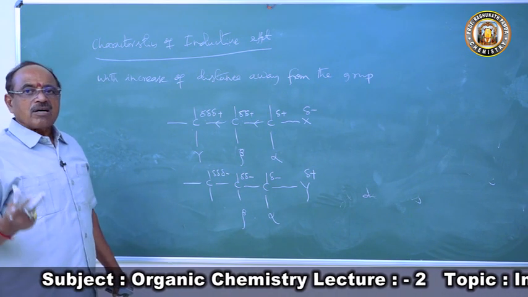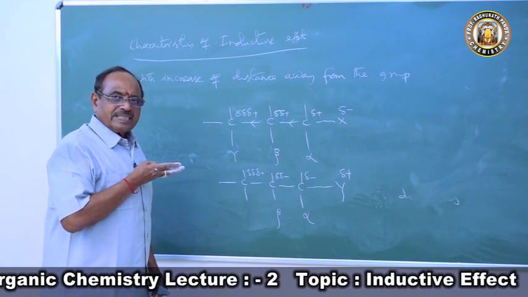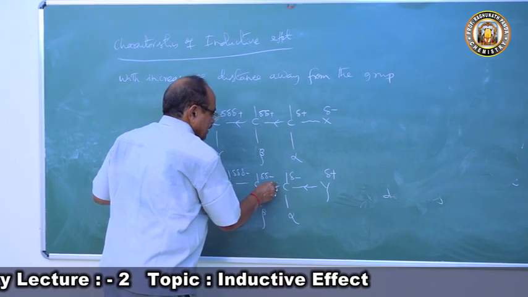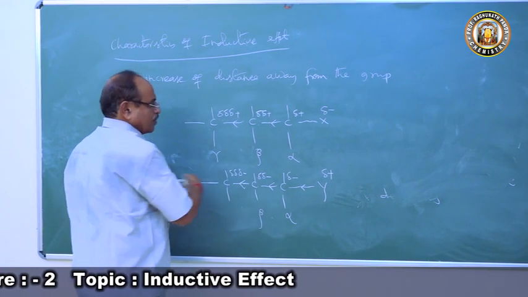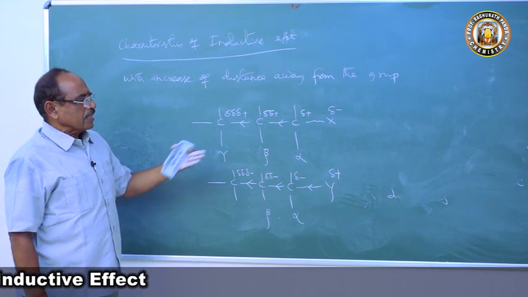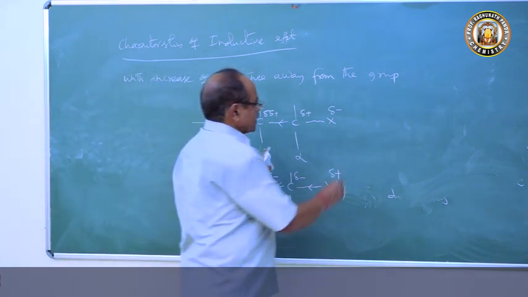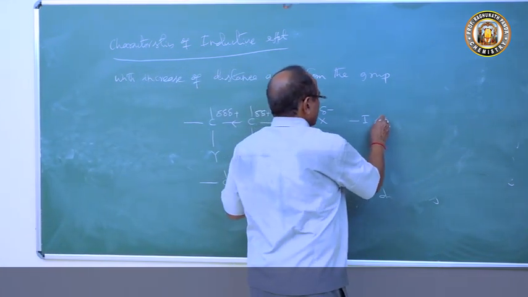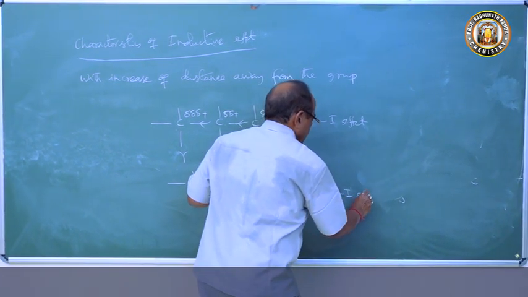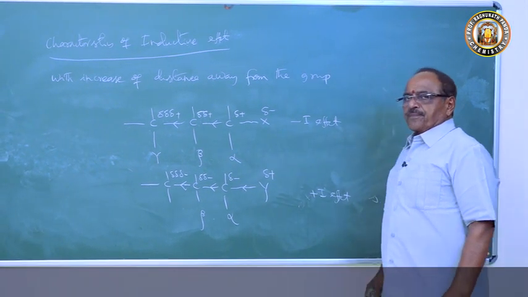So the intensity of the charge is transmitted along the carbon-carbon chain, and the intensity decreases with increase of the distance from the group causing the effect. Here the minus I effect goes on decreasing, and here the plus I effect goes on decreasing with increase of the distance from the carbon atom.